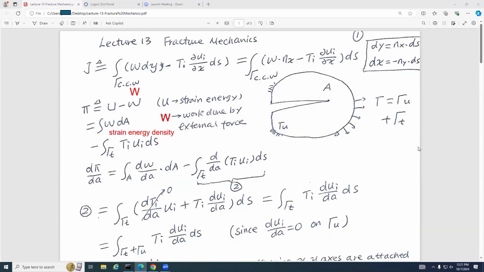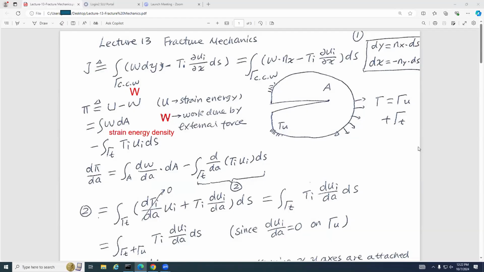As we get here, we are going to derive a simplified J. You can see the pi. Pi is the potential energy for the whole body. This equals U, the strain energy. Whenever you do something to the body, it has elastic deformation, then you have elastic strain. That means the body is storing some energy, so this is called strain energy. This W is the work done by the external force, which here refers to the traction.